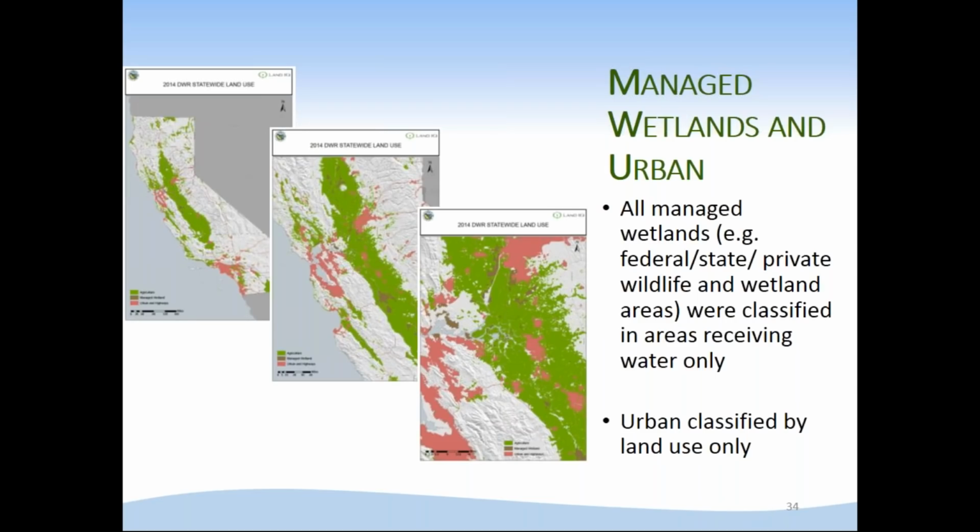And urban, as I mentioned before, was classified by land use only. I want to clarify, these are not jurisdictional boundaries. These are not legal boundaries. Everyone needs to be thinking about this from a land use perspective. What's going on on the surface of the land?